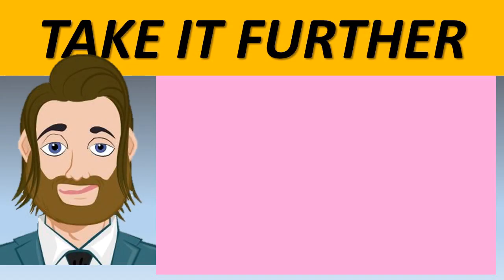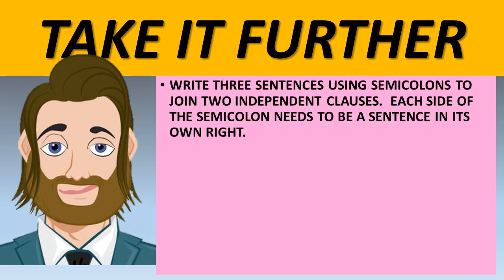Okay, let's take it further. Some things for you to do. Write 3 sentences using semicolons to join 2 independent clauses, like you saw in the first example. Each side of the semicolon needs to be a sentence in its own right. So to check your own work, imagine the semicolon that you've used was a full stop instead. Both sides of your semicolon should make sense.